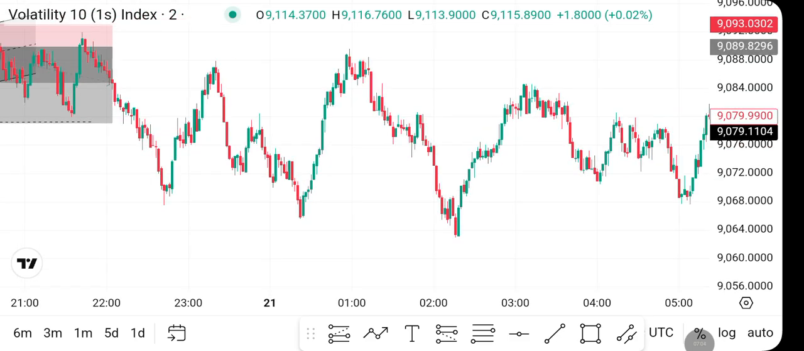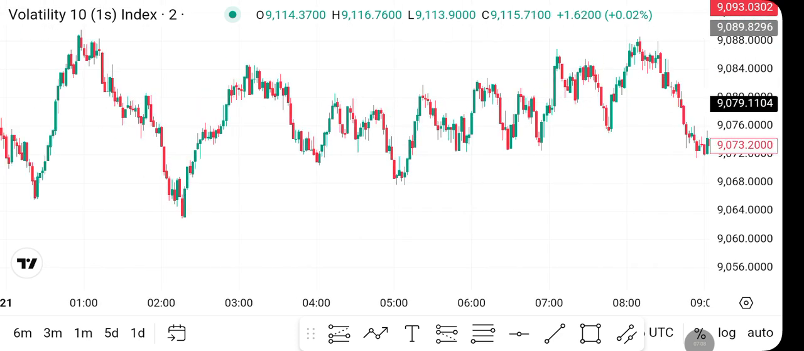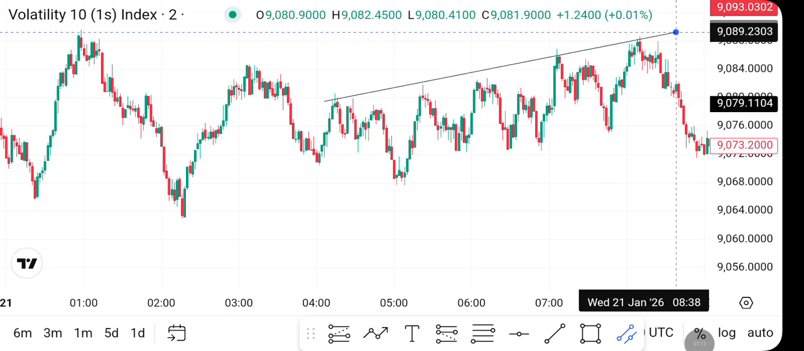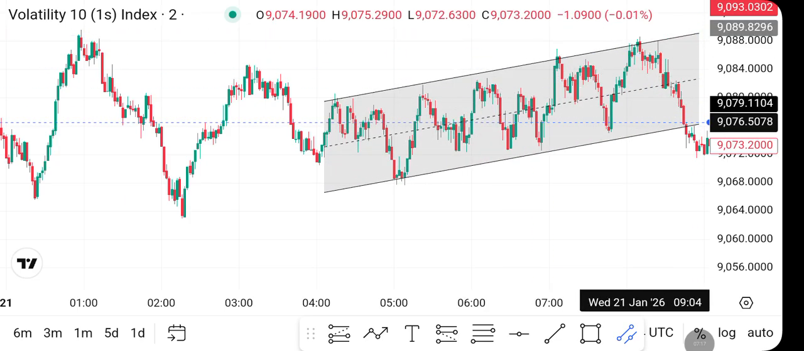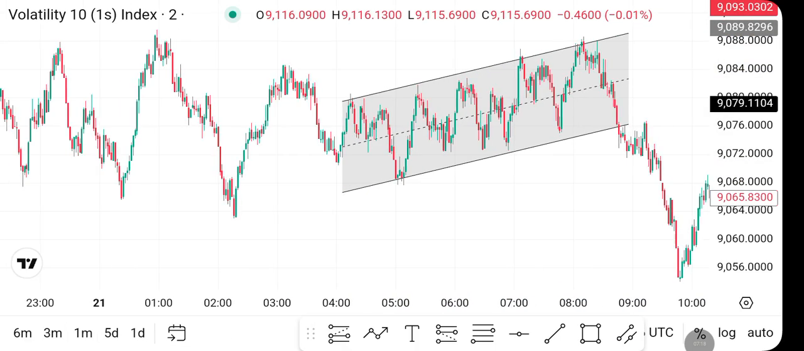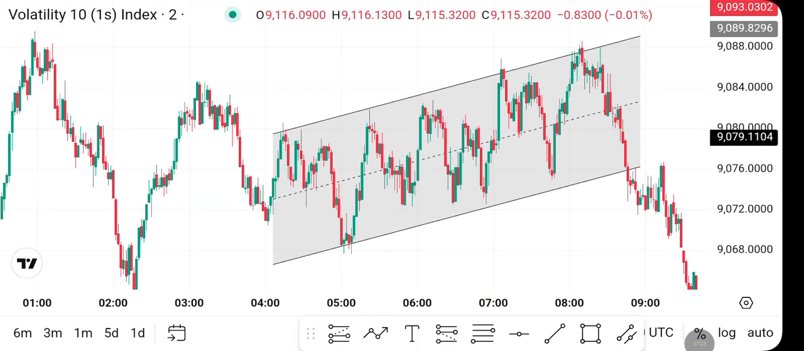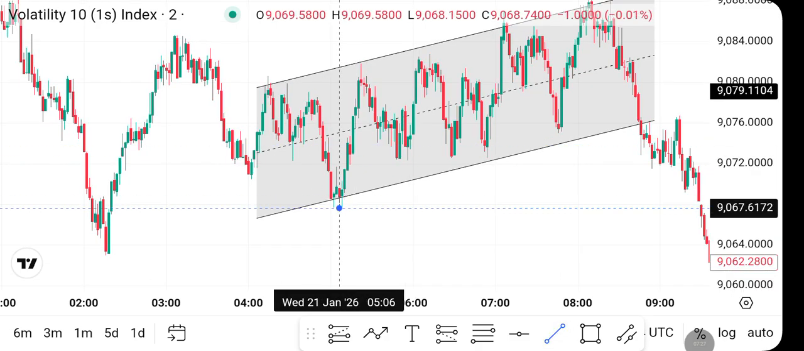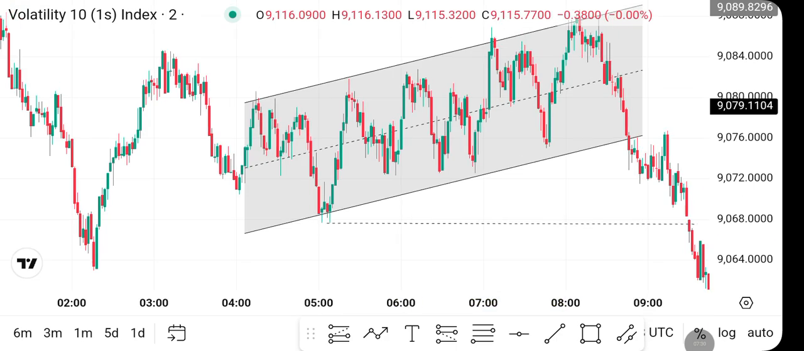So this can also be, if you're able to recognize it, look at this now. Several touches. Okay, it's a rising channel. So just know that at the fourth or third touch, price will break out to the downside. So you can hold your last trade.